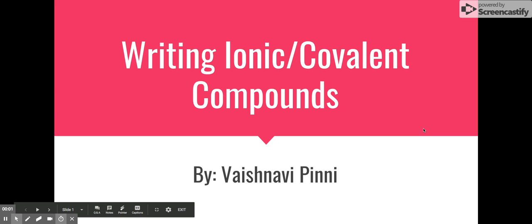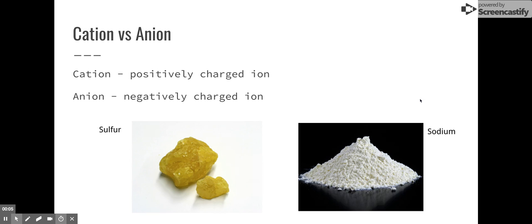Hi, so today I'm going to be talking about writing ionic versus covalent compounds. Firstly, we're going to do some quick background research on cations and anions. A cation is a positively charged ion, while an anion is a negatively charged ion.